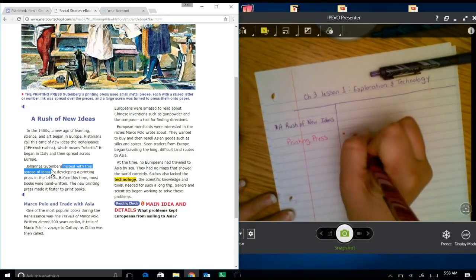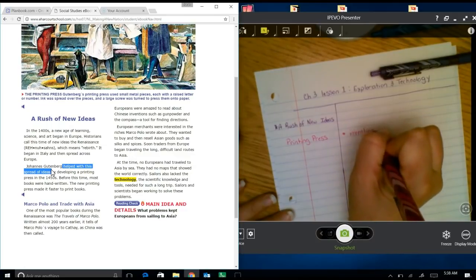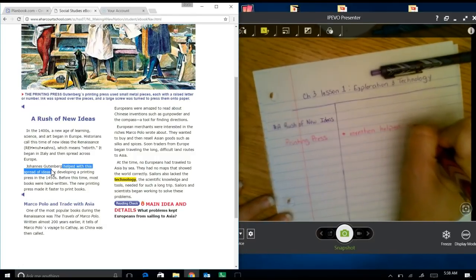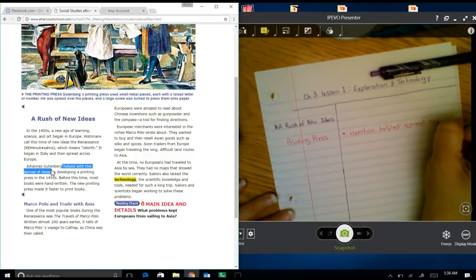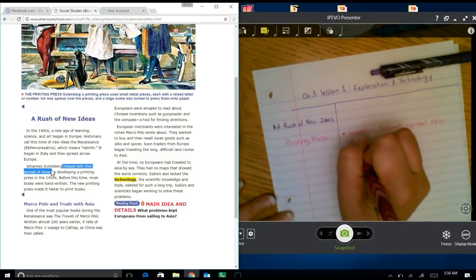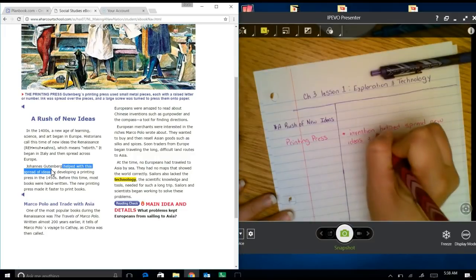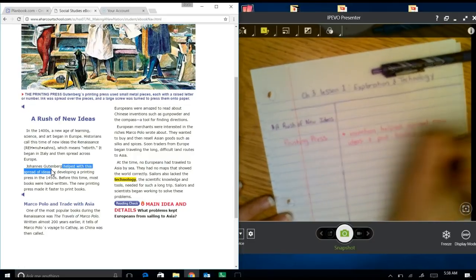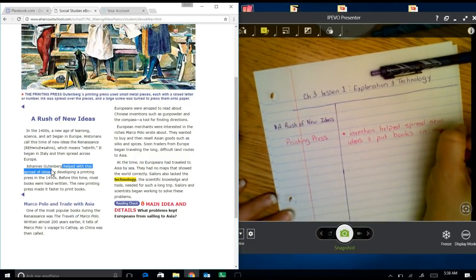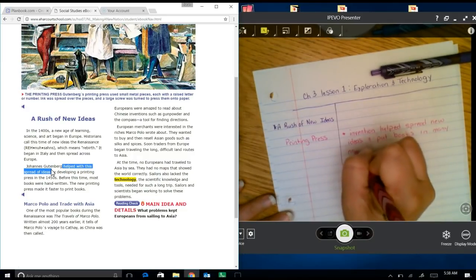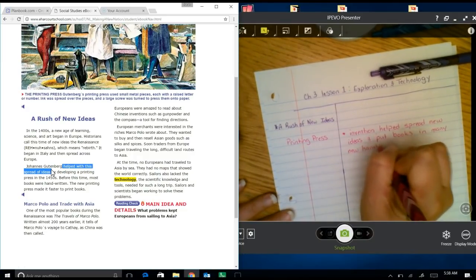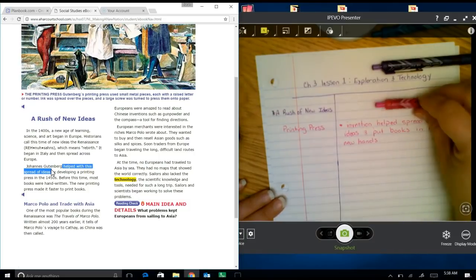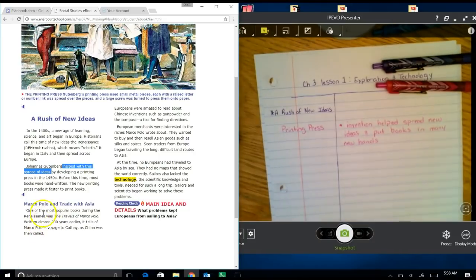So, invention helped spread new ideas and put books in many new hands. People who had not been able to afford books could all of a sudden afford books. That's a huge deal. It teaches them, it gives them ideas that they've never had before, okay? Let's talk about Marco Polo now.